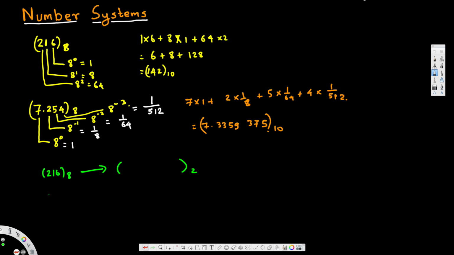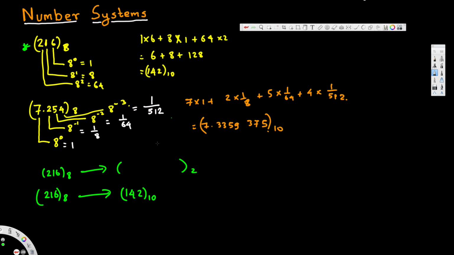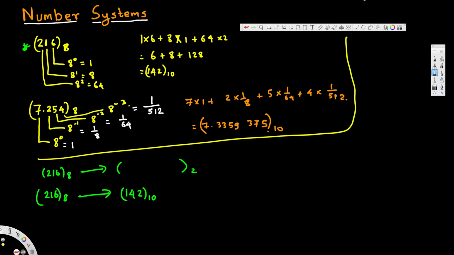Now let's go ahead and convert this into decimal first. 216, base 8, and if you want to convert this into decimal, we already did it here. This is the same one we did previously, that is 142, and the base is 10. Now to convert this into binary, we just have to divide this by 2 until we get 0. Now let's go ahead and do that. So let's separate this one.